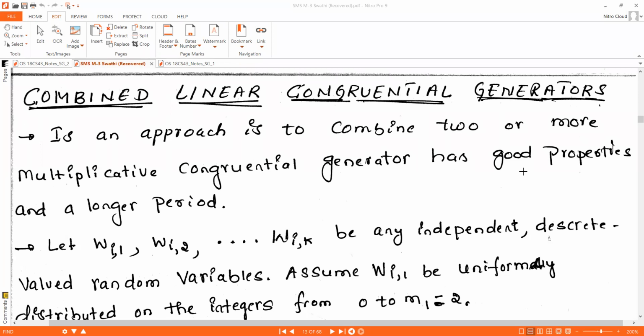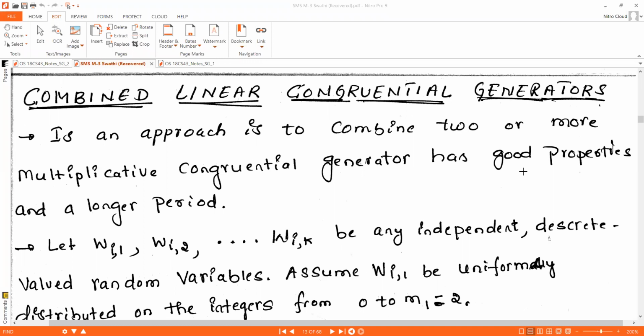The next topic is combined linear congruential generators. This approach is used to combine two or more multiplicative congruential generators, and that's where the name comes from. It has good properties and longer periods.